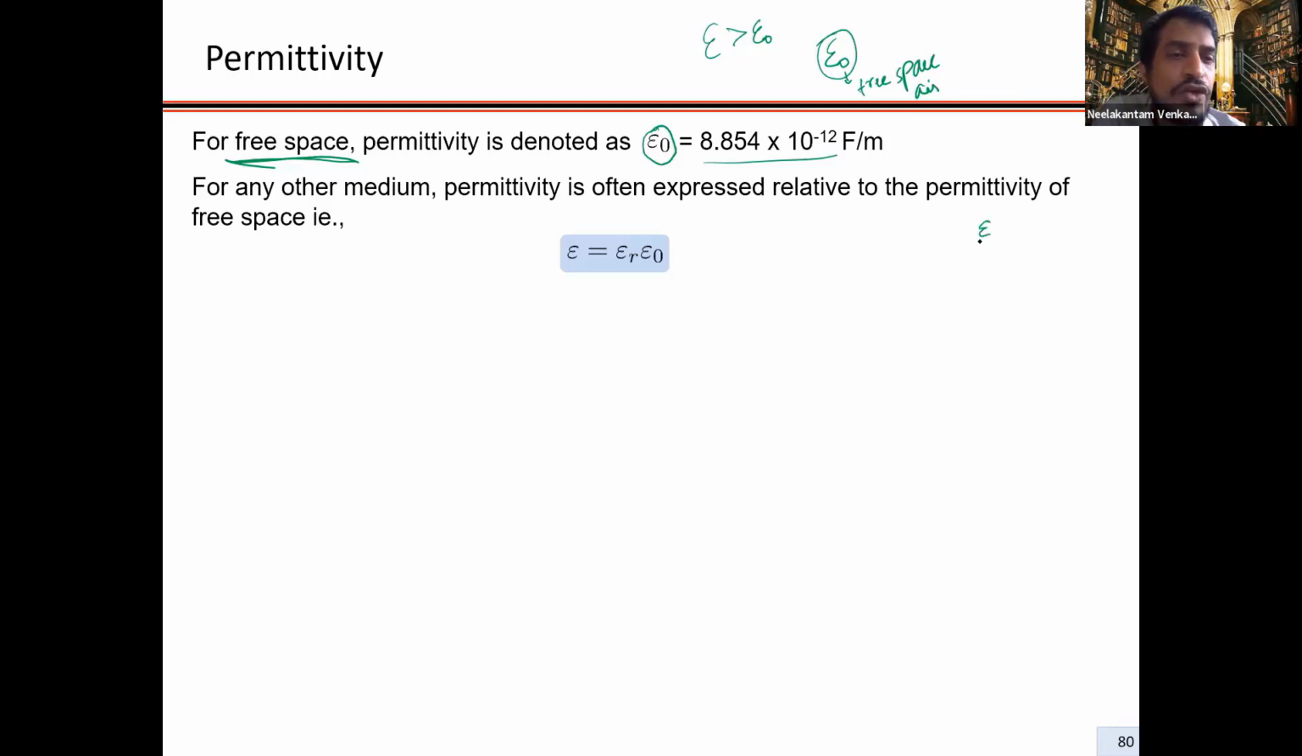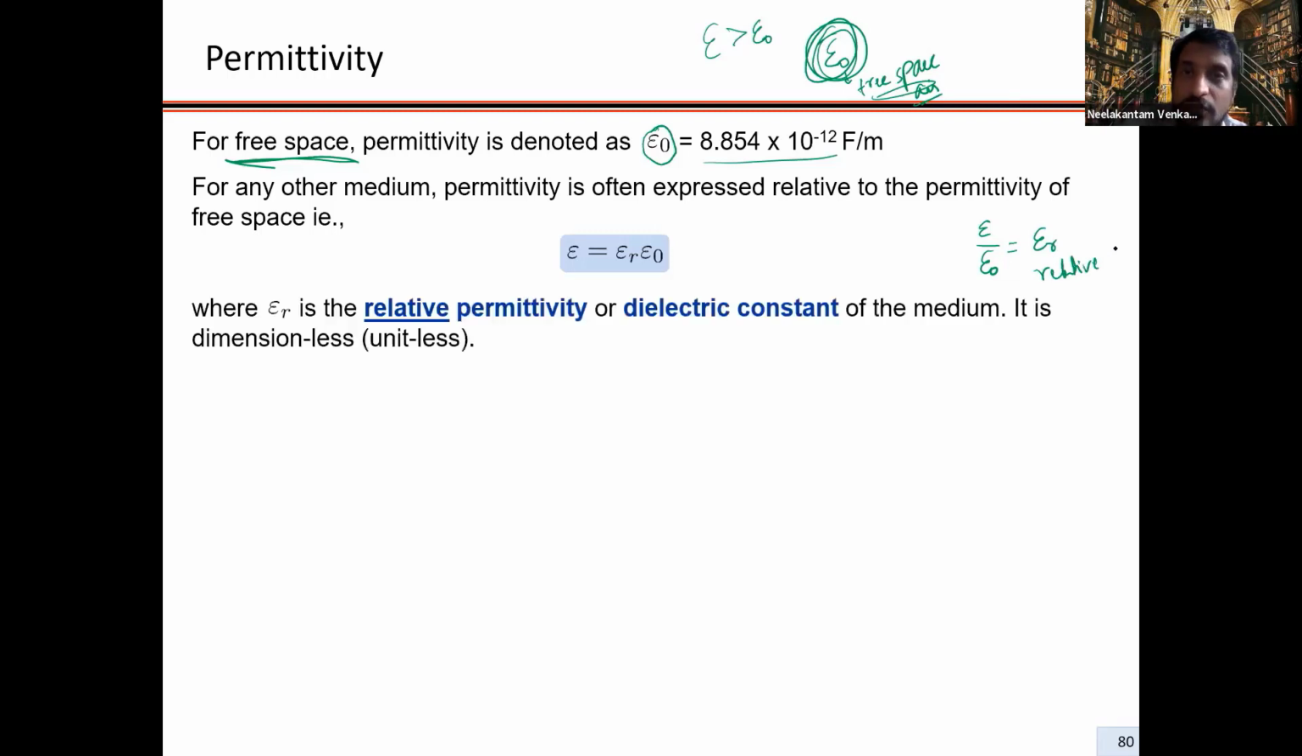So what you do then is you divide that epsilon by epsilon zero. You reference that to that of air, and you define that to be the relative permittivity or dielectric constant. Both are the same, relative permittivity or dielectric constant of a material medium. Since it's the ratio of the permittivity of the medium, which is farad per meter, and the permittivity of free space, which is also farad per meter, they cancel each other, and this becomes dimensionless because it's a relative term.